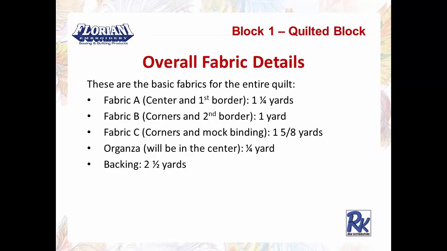So here are the fabric details for the overall quilt. Fabric A is going to be your center and first border fabric. You need 1 1/4 yards of that. Fabric B is going to be for half of your corners and the second border, and you need a yard of that. Fabric C is going to be for the other half of the corners and the mock binding, and you'll need 1 5/8 yards of that. You'll need some organza, that'll end up being in the center, a 1/4 yard, and some backing fabric. You're going to need 2 1/2 yards of that.